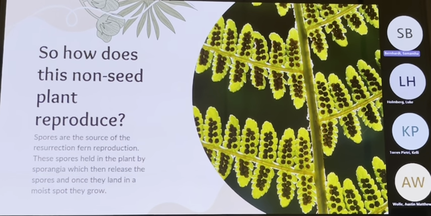So how does this resurrection fern reproduce? It has spores, and they are the source of the reproduction. The spores are held inside the plant by sporangia, which then release spores, and then once they land in a moist spot, they will then continue to grow.